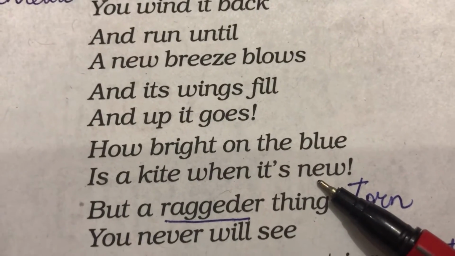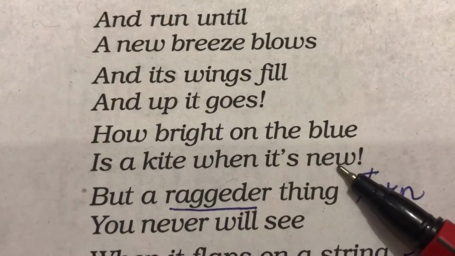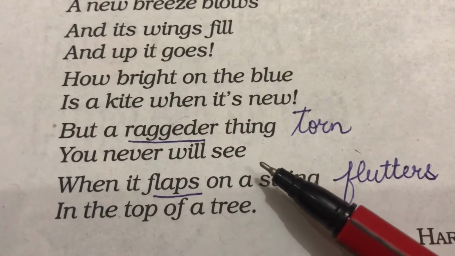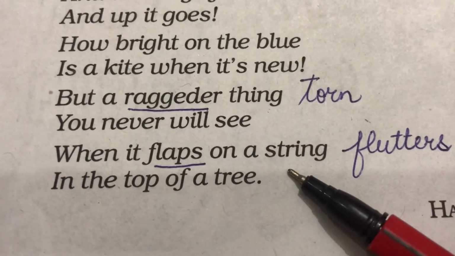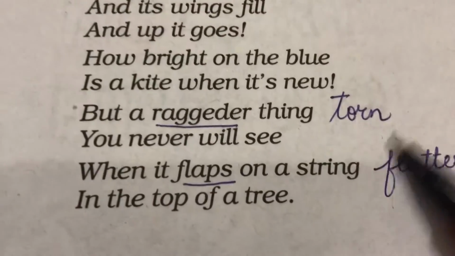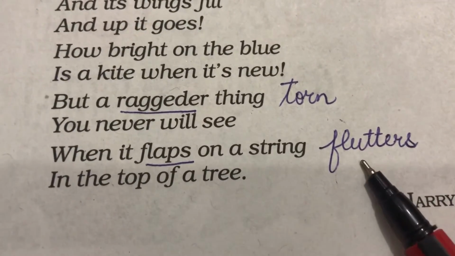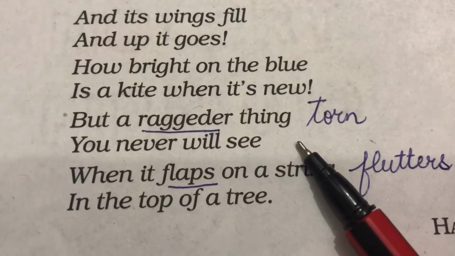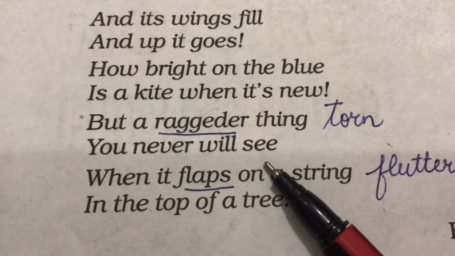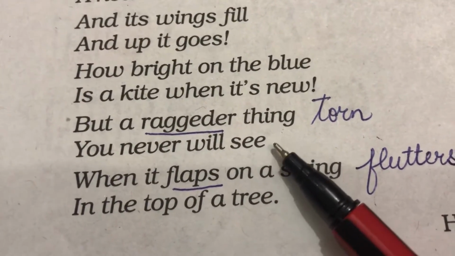Here the poet is repeating those lines, that how beautiful the kite looks when it is new. But a regular thing you never will see when it flaps on a string in the top of a tree. Here regular means torn and flaps means flutters. Here the poet is telling us, but when it gets torn, you will never see it. Can you fly a torn kite? No? Yes, this is what the poet is telling us.